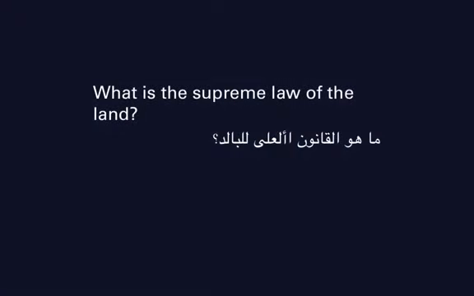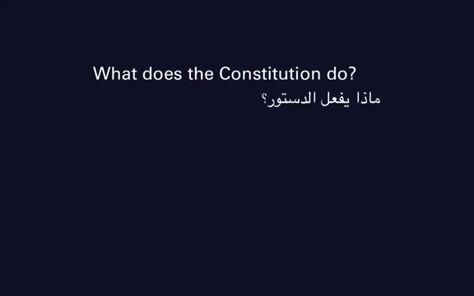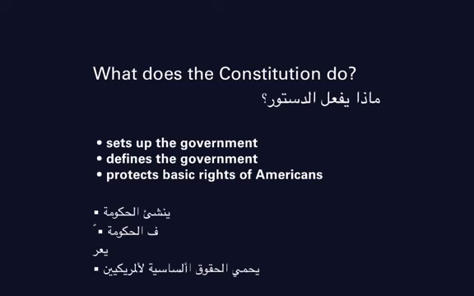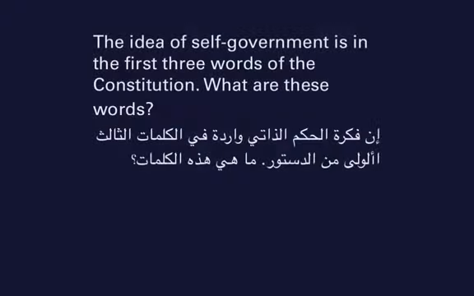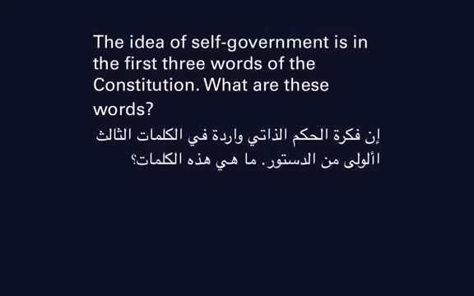What is the supreme law of the land? The Constitution. What does the Constitution do? Sets up the government. Defines the government. Protects basic rights of Americans. The idea of self-government is in the first 3 words of the Constitution.